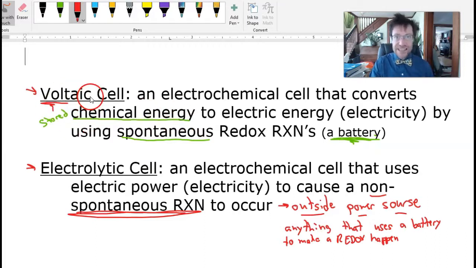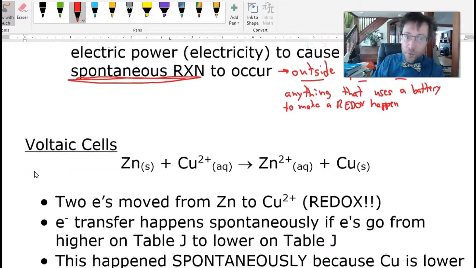The voltaic cell, this is a battery. The electrolytic cell uses a battery to make a redox reaction happen, to force it to happen. We use this a lot with electroplating, recharging batteries. Submarines use it to do hydrolysis to get oxygen out of the water. There's a lot of uses for this stuff. We don't usually see it or recognize it in our everyday, but anytime you recharge a battery, you are producing an electrolytic cell. Got it?